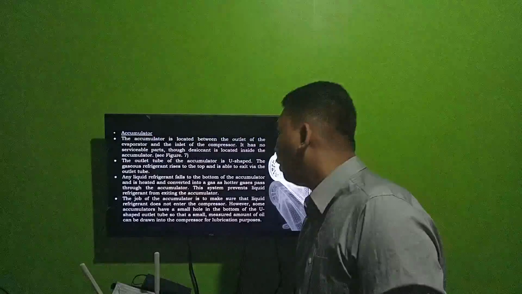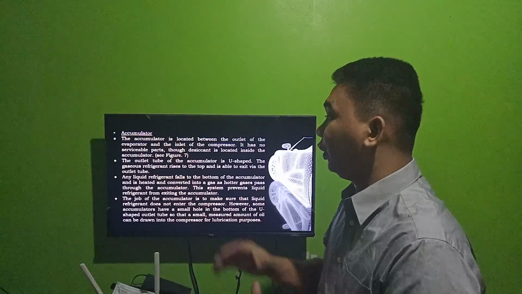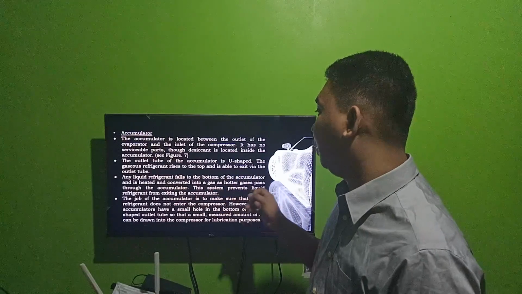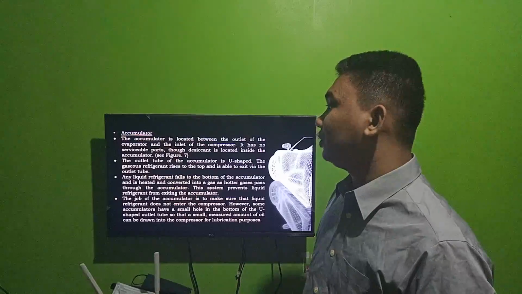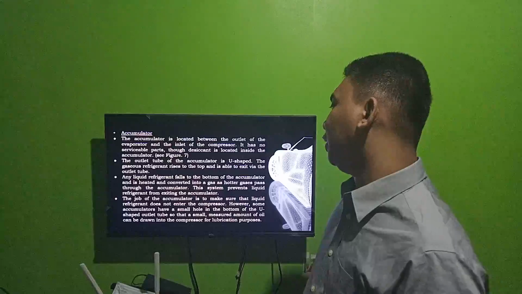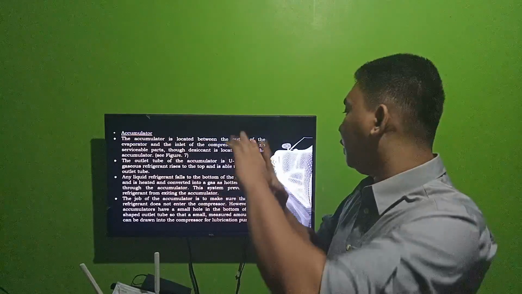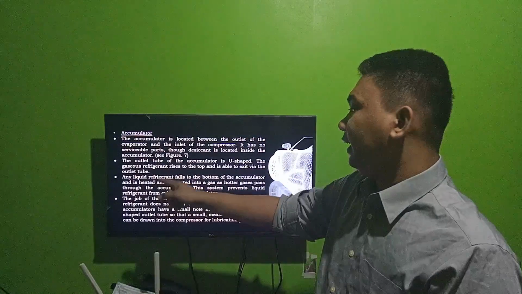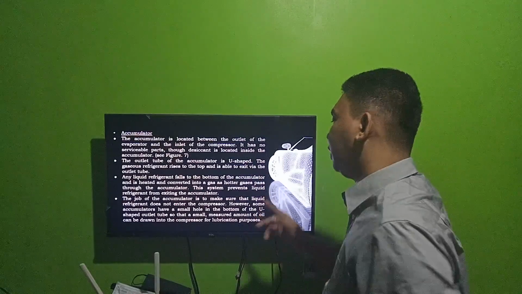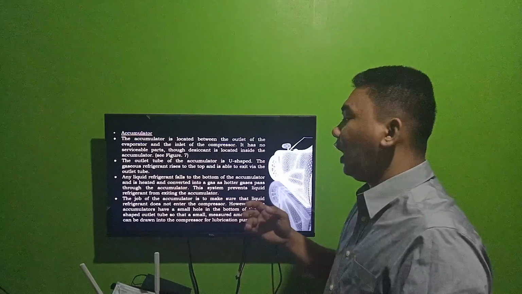Okay. Alright, so accumulator. So let's go on the accumulator. So what is accumulator? The accumulator is located between the outlet of the evaporator and the inlet of the compressor. It has no serviceable parts. The desiccant is located inside the accumulator. The outlet tube of the accumulator is U-shaped. The gas rises to the top and is able to exit via the outlet tube. Any liquid refrigerant falls to the bottom of the accumulator and is heated to convert into gas. Other gases pass through the accumulator. This system prevents liquid refrigerant from exiting the accumulator.